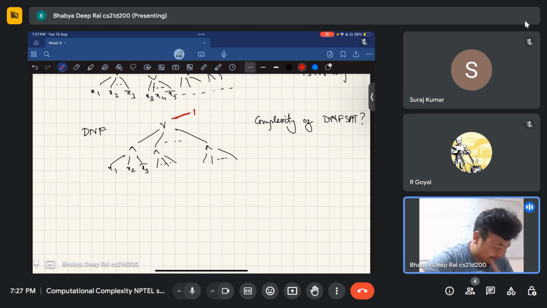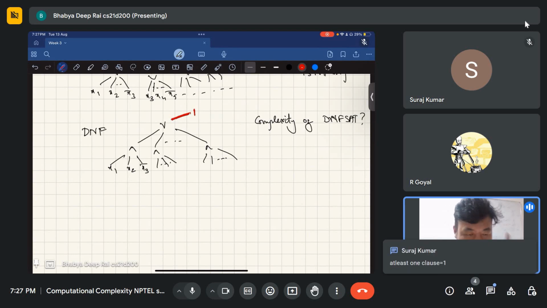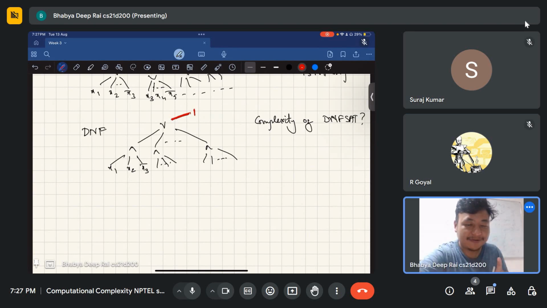Okay. So your claim is that DNF SAT is as hard as CNF SAT. Now, one simple question I just want to ask is, if my OR gate outputs a one, what can I tell? At least one clause is equal to one. Yes. That is one way of seeing it. Good. Now I'll ask the other way around. Let's say at least one clause is one, then my DNF will output one.